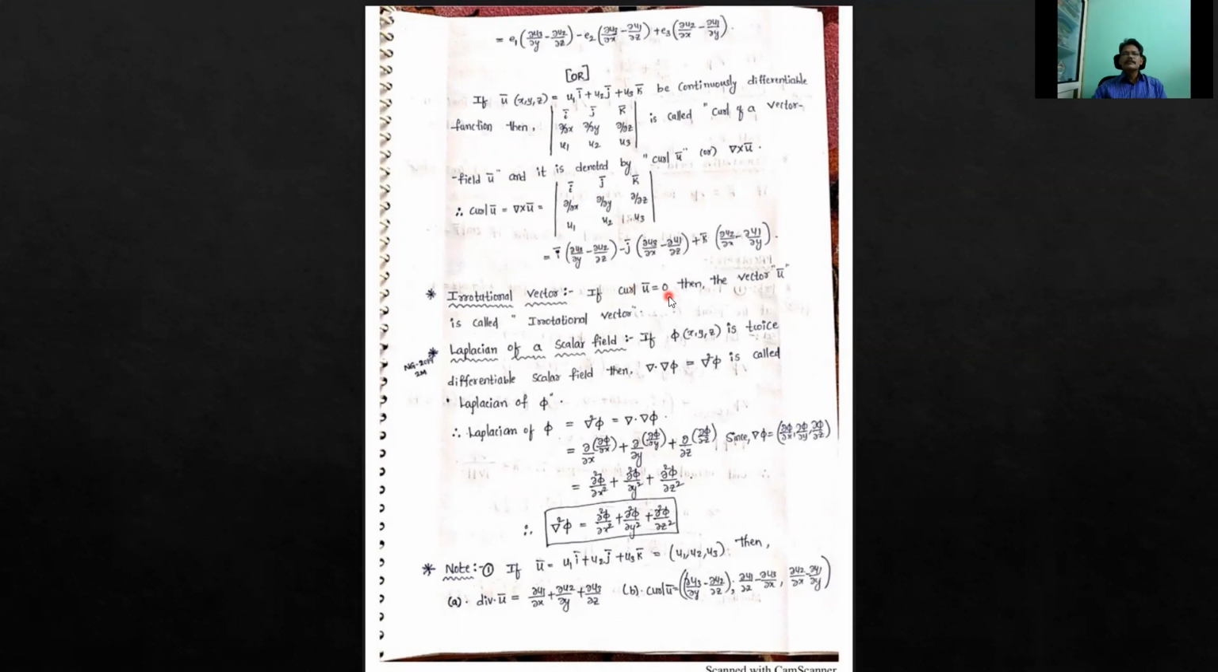Suppose curl u bar equals 0, then the vector is called irrotational. So if divergence is 0, it is called a solenoidal vector. If curl u bar equals 0, then it is called irrotational.